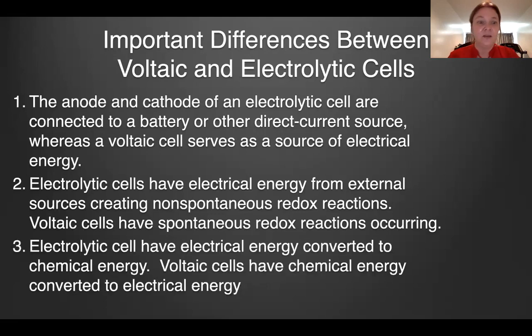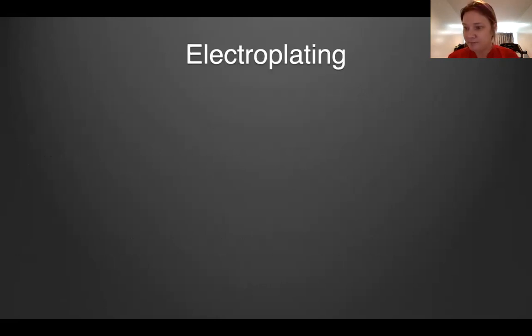And three, electrolytic cells have electrical energy converted to chemical energy. Voltaic cells are the opposite. Chemical energy is converted to electrical energy.